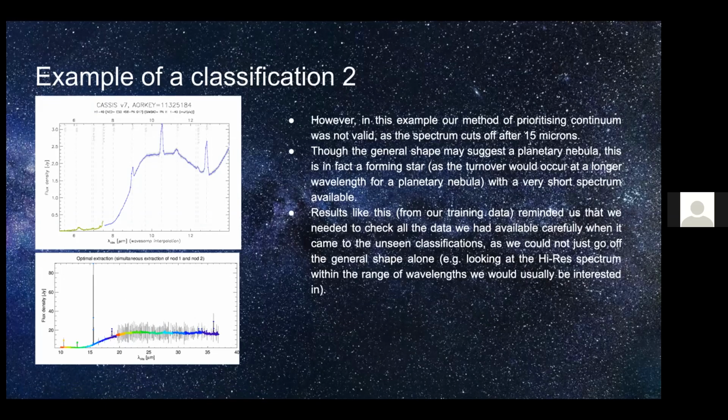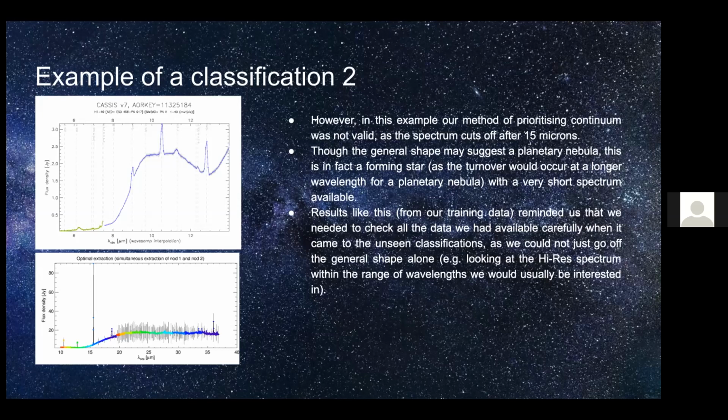This is another example of a trickier classification. So as we can see in the spectrum, it is cut off at 15 microns. So this shows that we have to make sure we look at the x-axis. Also, the continuum above doesn't reflect the object that we are looking for.